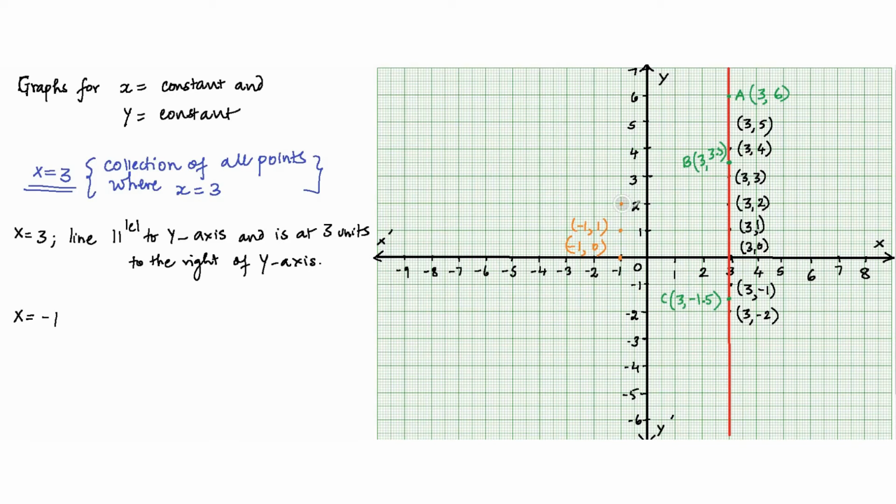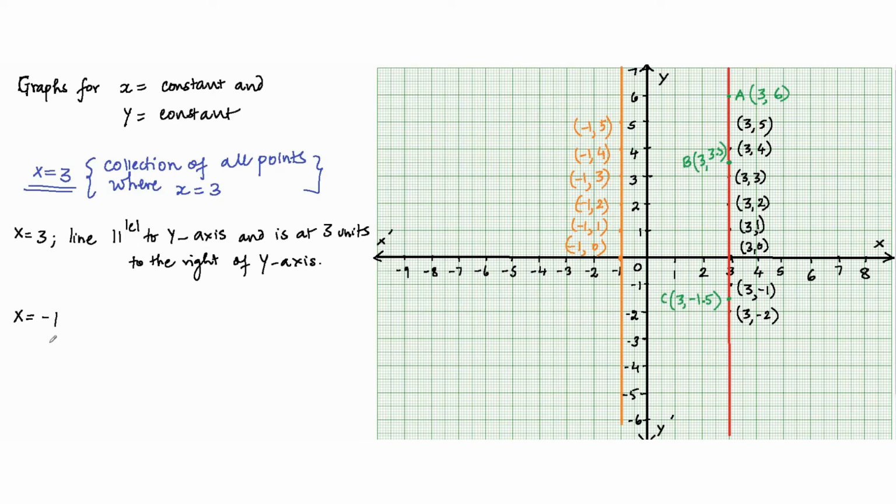Similarly, if you take this point, the x coordinate is -1, the y coordinate is 2. Then there's one more point here, whose x coordinate is -1, y coordinate is 3. There's another point here, x coordinate -1, y coordinate 4. Then you have one more point here whose x coordinate is -1, y coordinate is 5. So now you will notice that the line that contains all these points is again parallel to the y-axis, and it is at a distance of 1 unit towards the left of the y-axis.